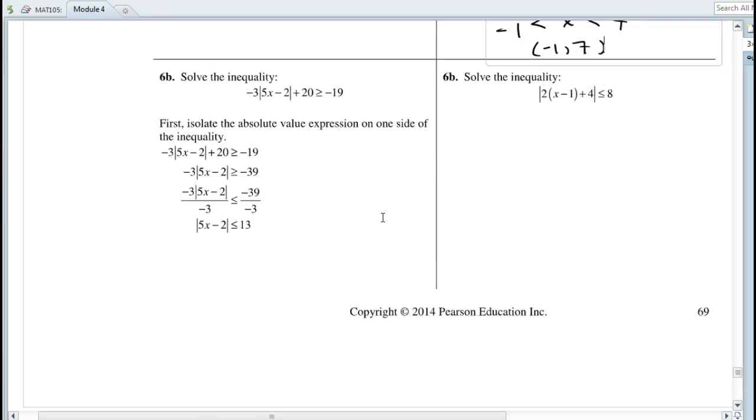All right, let's look at this inequality. This is the same one, so same process. So I'll actually skip over this one now. I'll just show you the first step. So you would do negative 8 less than or equal to 2 times x minus 1 plus 4 less than or equal to 8. And then you just continue in the same way as before. So you have an algebraic expression less than or equal to a number.